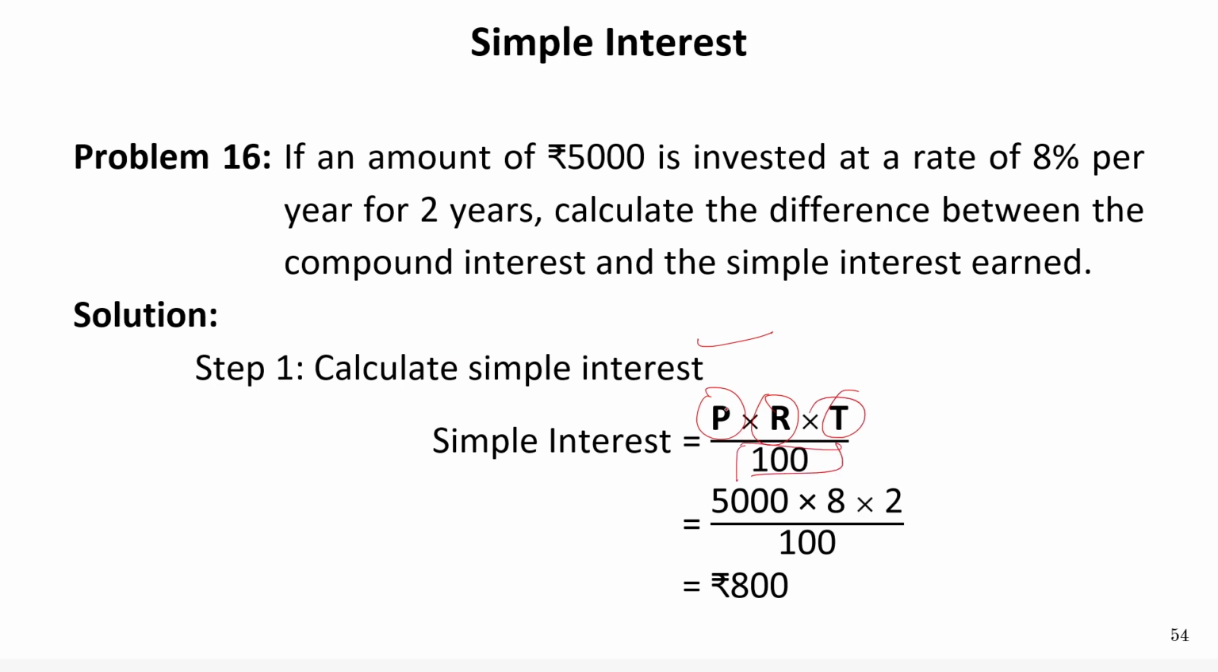That is the principal amount into rate of interest into time by 100, where the rate of interest is in percentage, and that's why we have divided by 100. So 5,000 into 8 into 2 by 100. So it will be what?